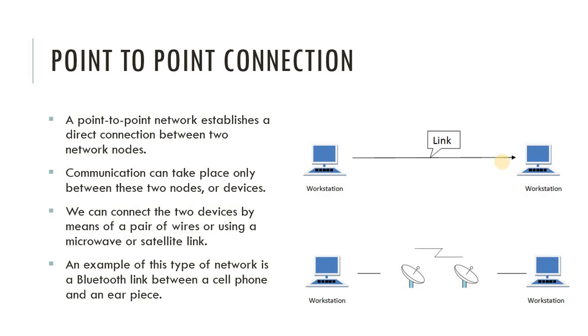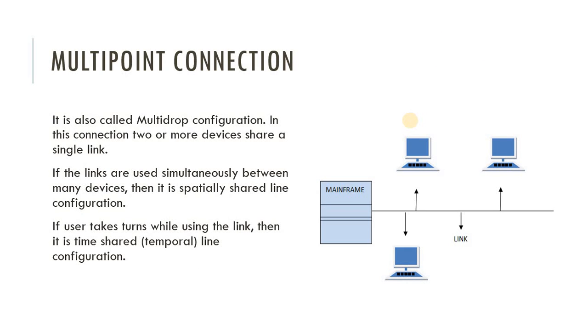They are directly connected, and if one PC wants to send data to the other PC, then the data is sent directly to the second PC without an intermediate device. So that is a point-to-point connection. In the multi-point connection, there are multiple devices connected with a single link. So we can say that they share the same LAN.